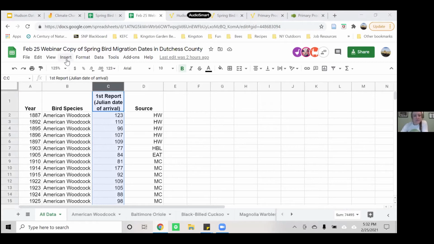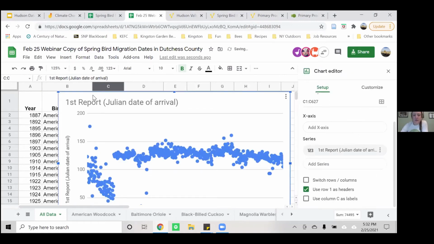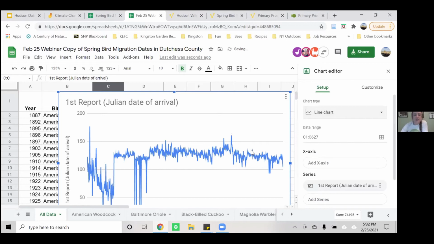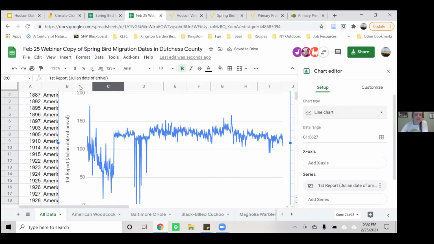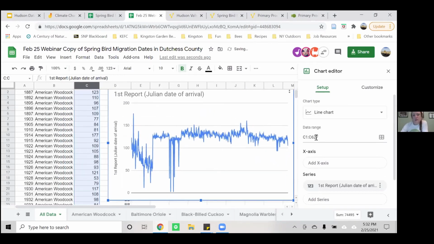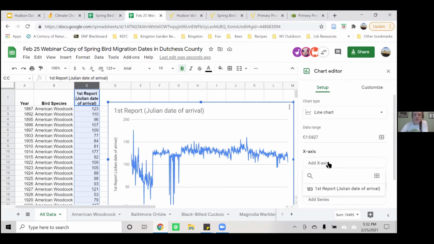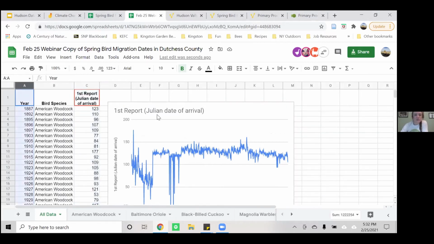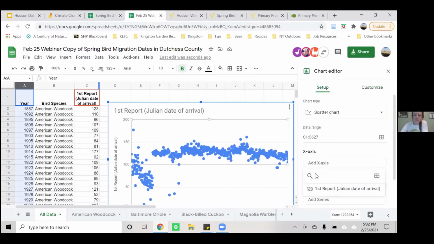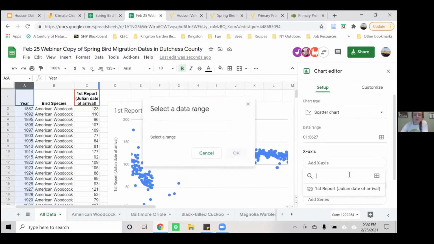So what I'm going to do is I'm going to highlight these Julian dates. I'm going to insert chart. Ah, interesting. That's not my line graph. So I'm going to have to change to a line. Okay. And I'm noticing, because I'm zoomed way, way in, that you can't see my whole graph. But all I've done so far is I've put on these Julian points. And I'm going to need an x-axis. So I'm going to add the year as my x-axis.